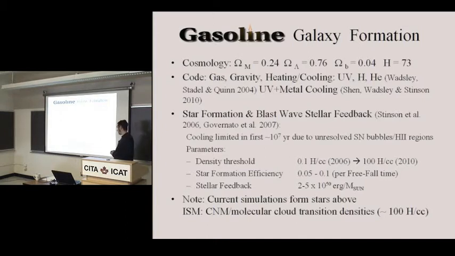And there are a few parameters associated with that. A key one is the density threshold. Initially, resolution effectively limited us to a threshold of around 0.1 hydrogen atoms per cc. This is not voluntary by any means. That's simply the densities we can resolve.